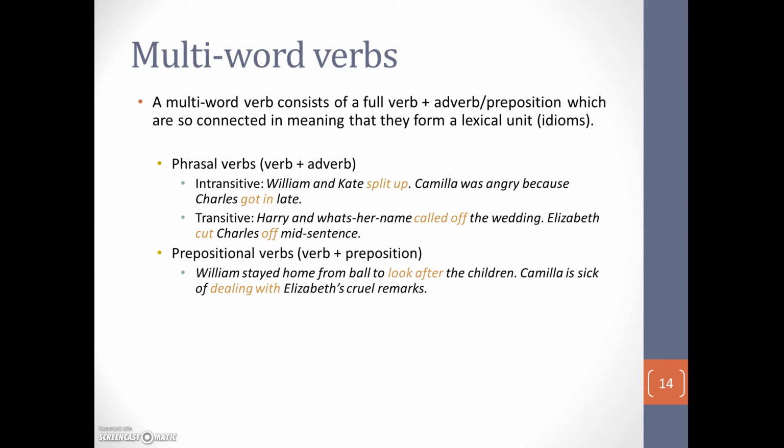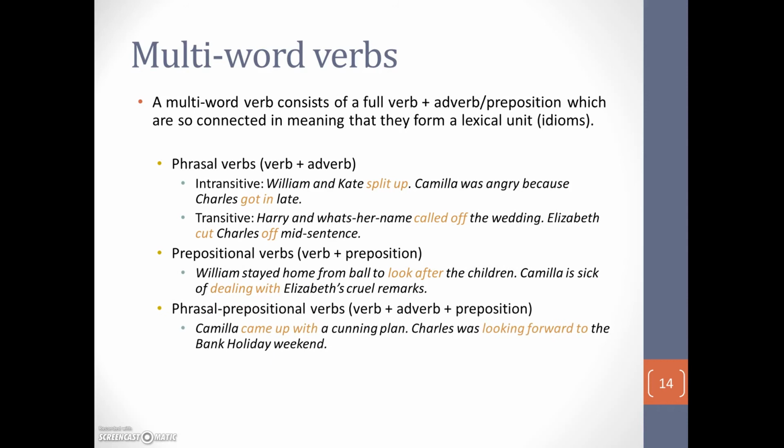We also have prepositional verbs, and these are verbs that have to occur with a preposition, right? So William stayed home from maybe the ball to look after the children. So to look after, obviously it's to look, right, which is the verb, but then when you look after the children or whatever, then it's this idiom. You can't just say to look. If you look for, obviously that means something different, right? But to look after is a particular type of looking in a way, or to deal with something. That's the same idea.